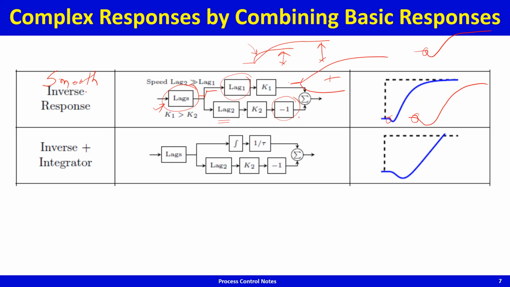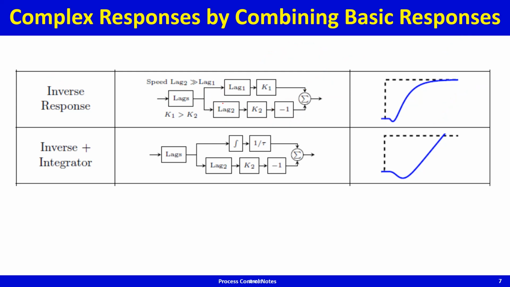then a parallel combination of two lags and gains in parallel. The first lag gain is positive, response time or response speed is slow. Second lag gain is negative and smaller than the first gain in magnitude, and the response speed is much faster than lag 1. You get an inverse response. Same logic one can apply to inverse response plus integrator.